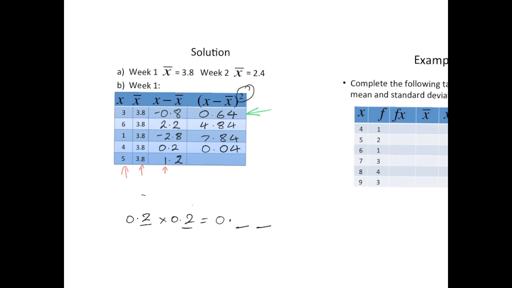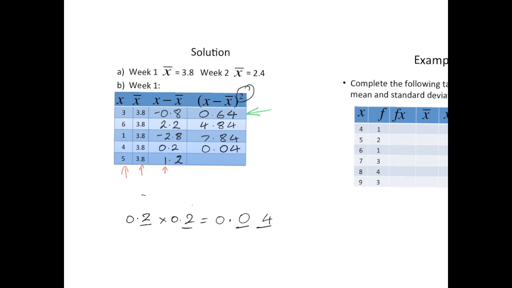So you can do 2 times 2 is 4. Oh, but I need 2 decimal places. So I put the 4 in the last place and fill in the rest with a 0. That's how you do it, by the way. And that's actually useful for paper 1. Anyway, what's 1.2 squared?